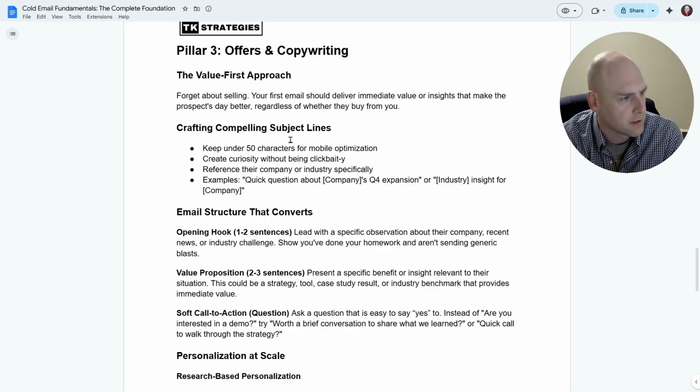And so I have something in here. So we can talk about subject lines. Subject lines are one of the variables that you can experiment with. Quick question is a classic. That's like the classic, easiest, low-hanging fruit subject line. Or you could say question for first name, or hi first name, or question about company name.